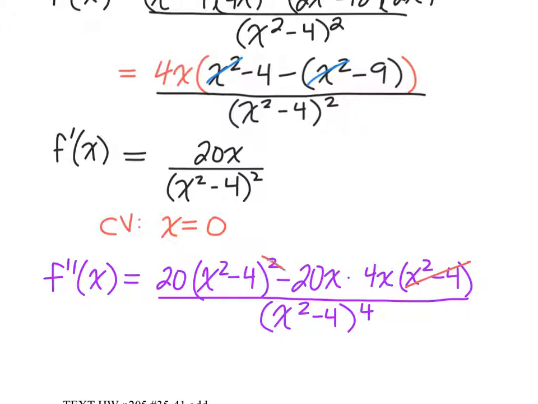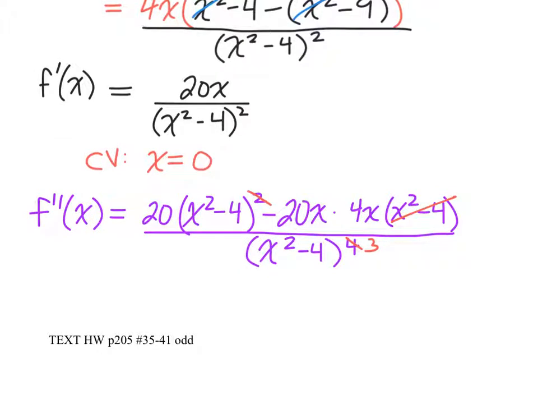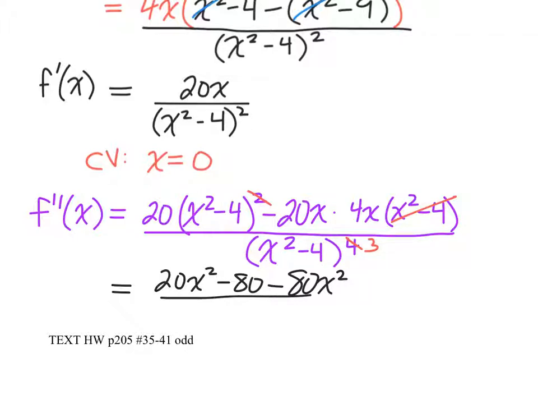All right. I could pull out a 20, but I don't see the benefit of doing that because it's just a constant. So I'll go the other way and make a 20x squared minus 80 minus 80x squared over x squared minus 4 cubed.